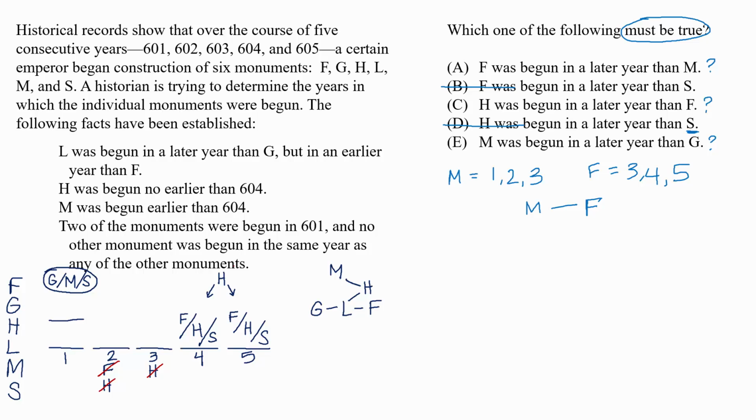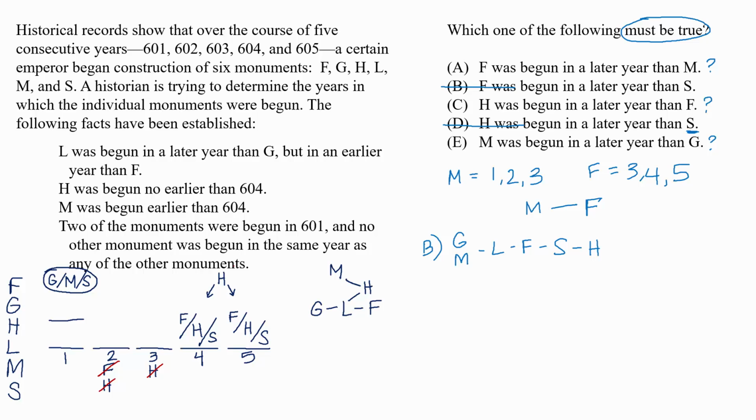I'll go through all of the wrong choices, even the ones that we crossed out, just in case you have questions on them. B. F was begun in a later year than S. This could be false because F could be earlier than S. For example, if we had GM in 1, then L, then F, then S, and then H.